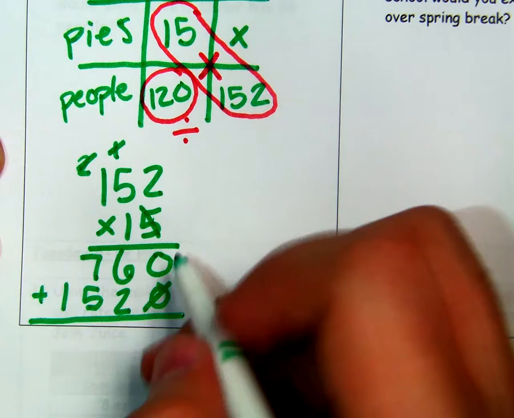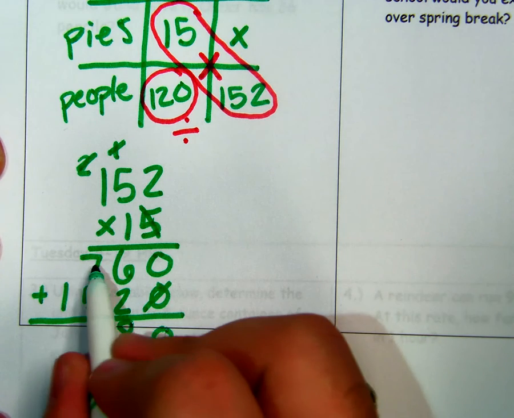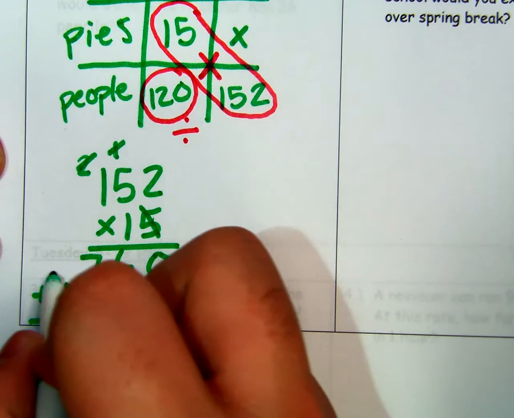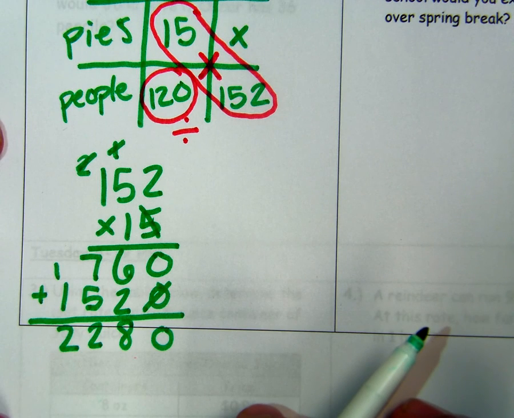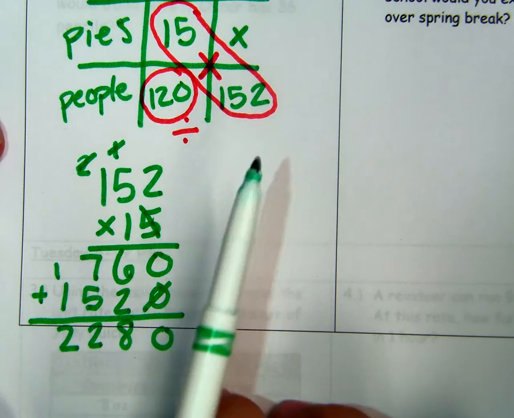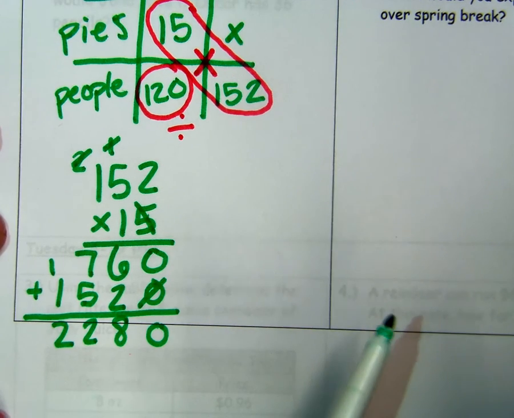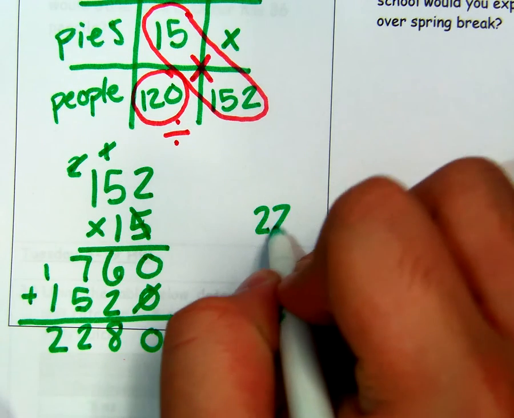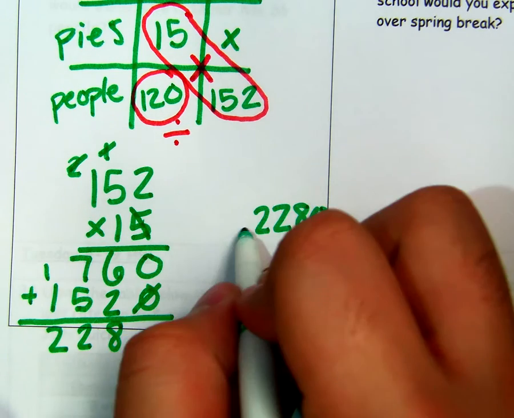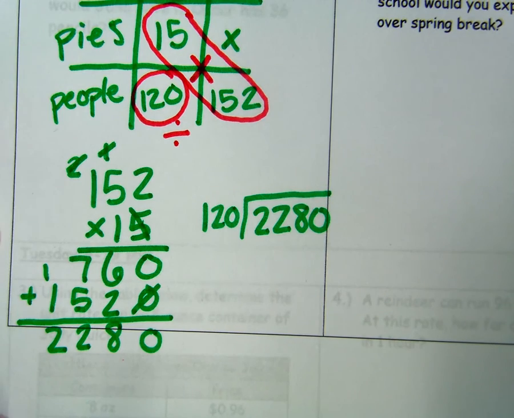After adding down each of these columns, the first is 0, 6 plus 2 is 8, 7 plus 5 is 12, and then 1 plus 1 gives me 2. I end up with 2,280 that we have to divide by 120 in order to figure out how many pies. So right next to this, I'm going to go ahead and divide by 120. So we have 2,280, and I want to divide that by 120.